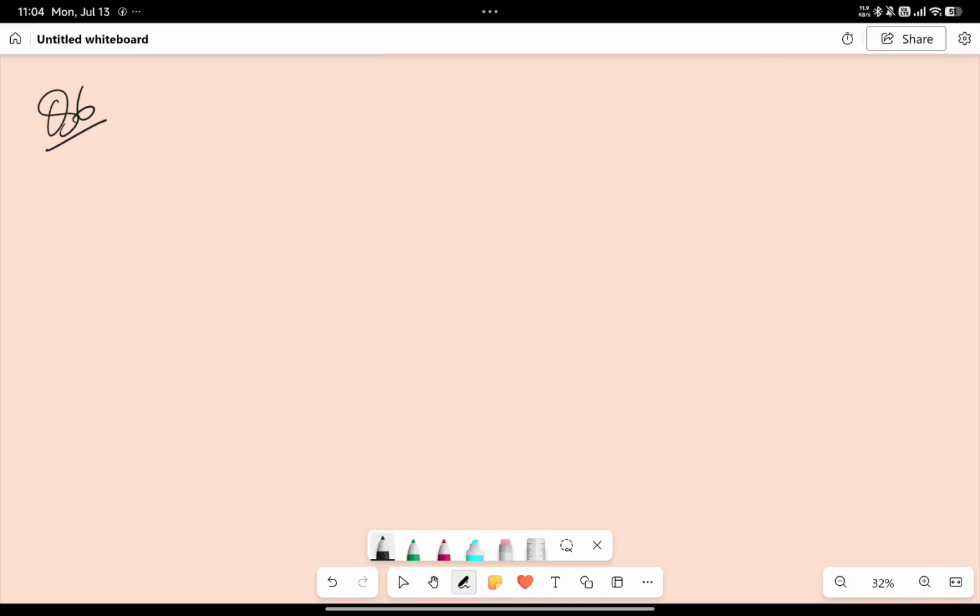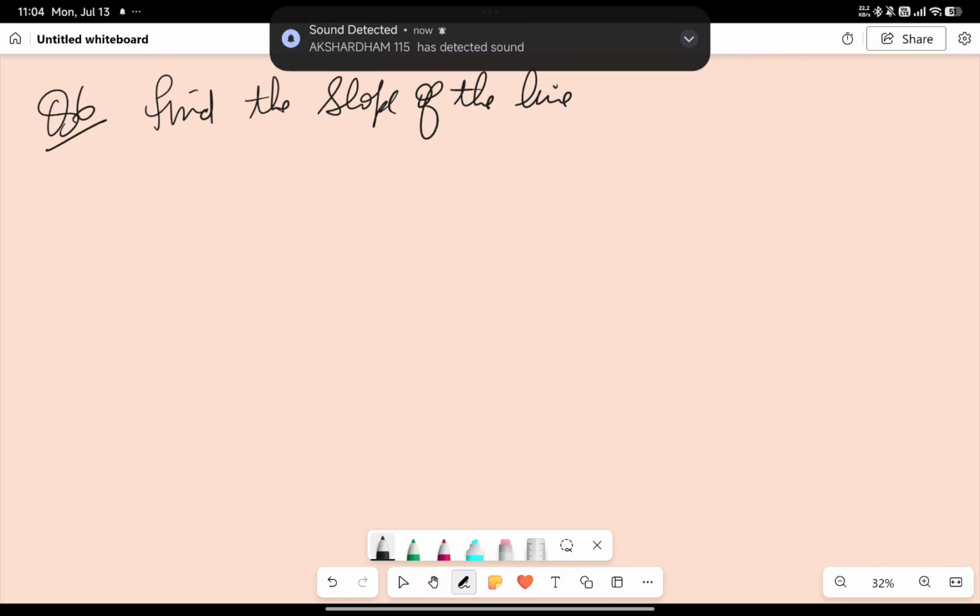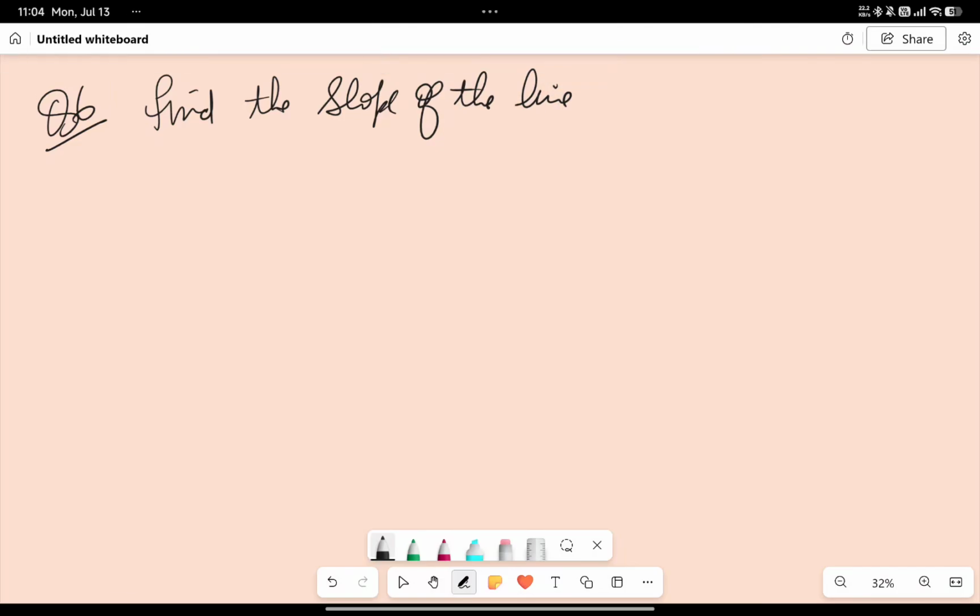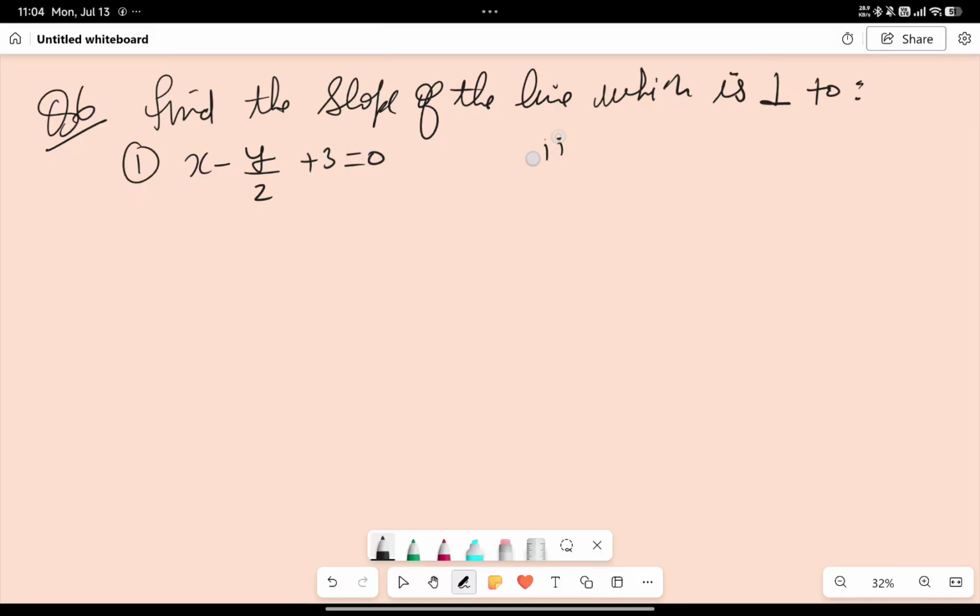Now let us move to question number 6. Question number 6. Find the slope of the line which is perpendicular to the following. The first is x minus y over 2 plus 3 equal to 0, and the second is x over 3 minus 2y equals 4.